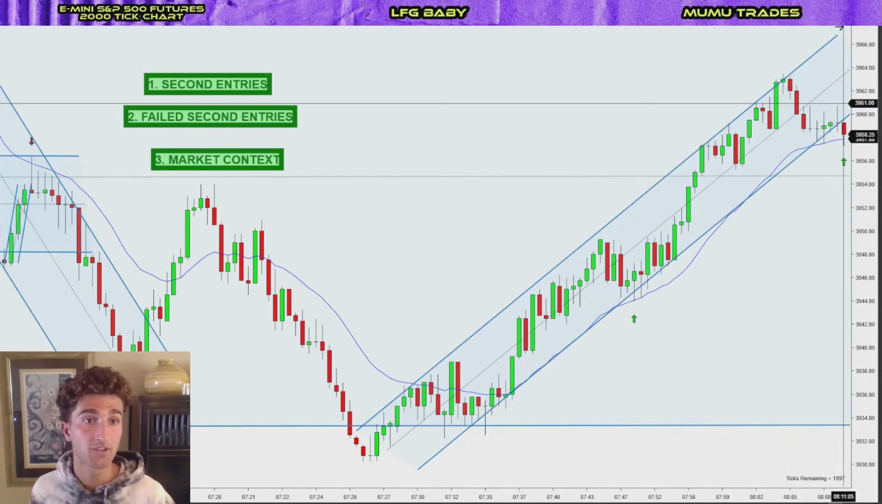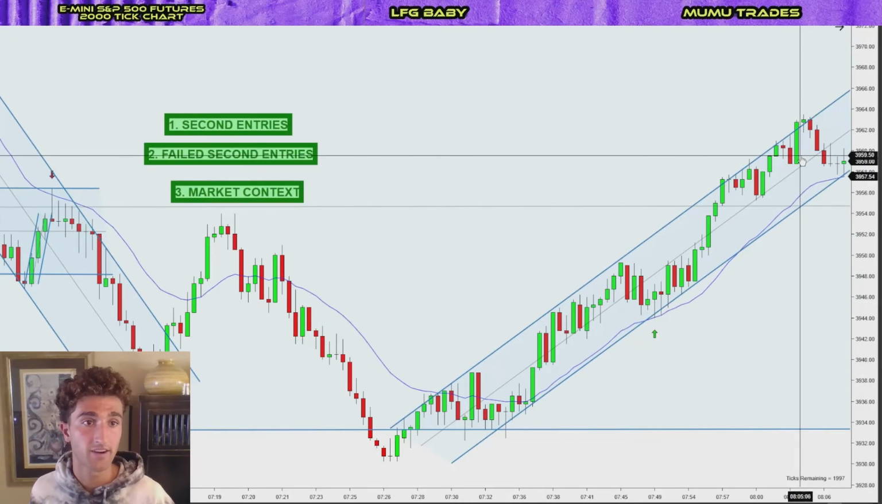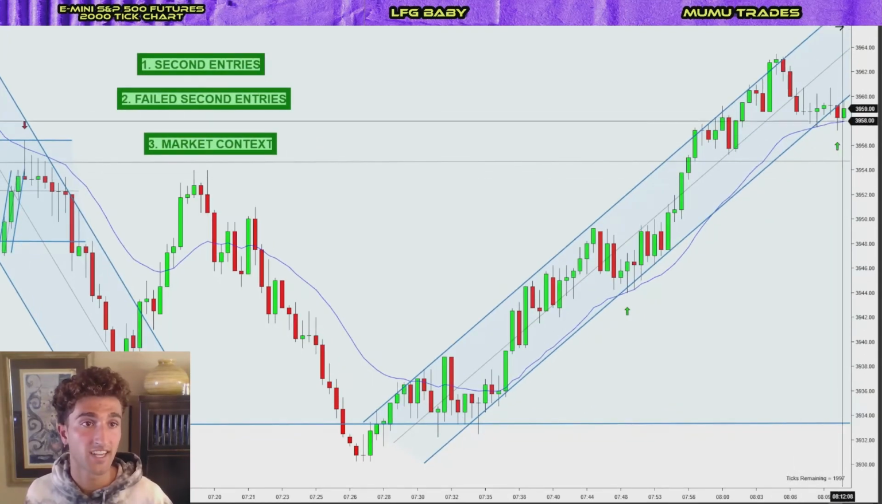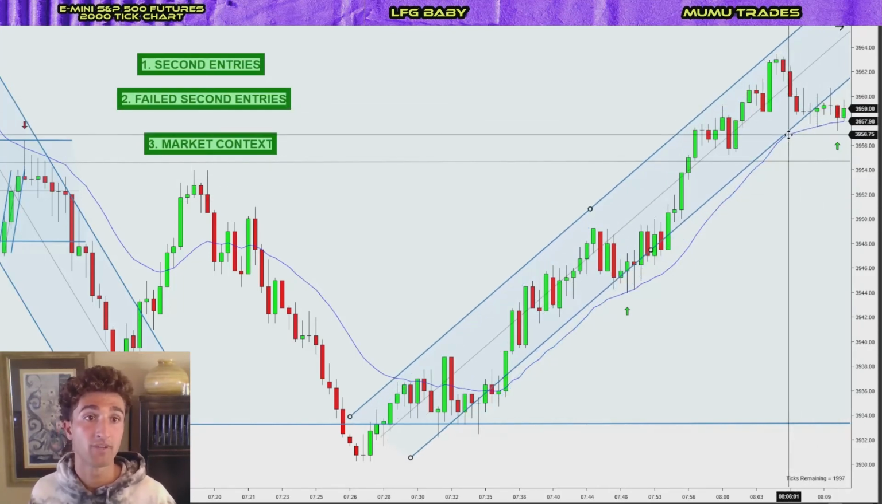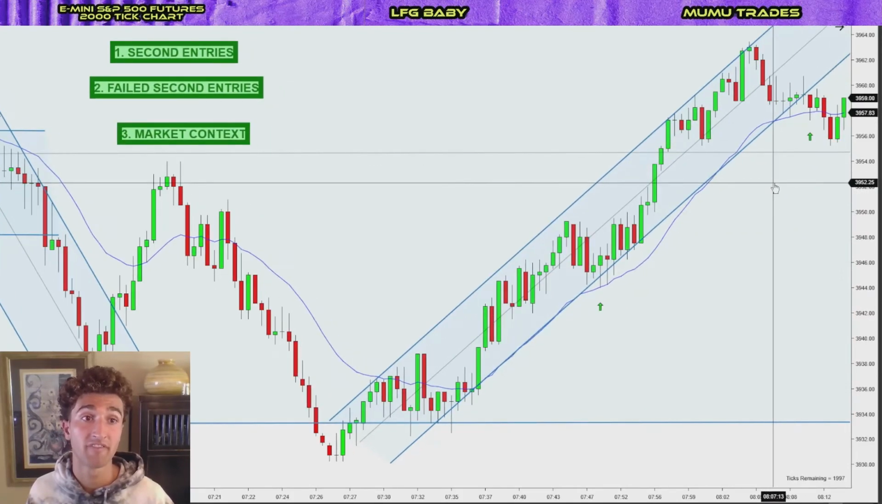We had a first entry long here, right there, because this bar broke above that. And then we had a second entry long because this bar broke above that. However, because there wasn't great market context, we would have skipped that trade and it would have been a failing trade.